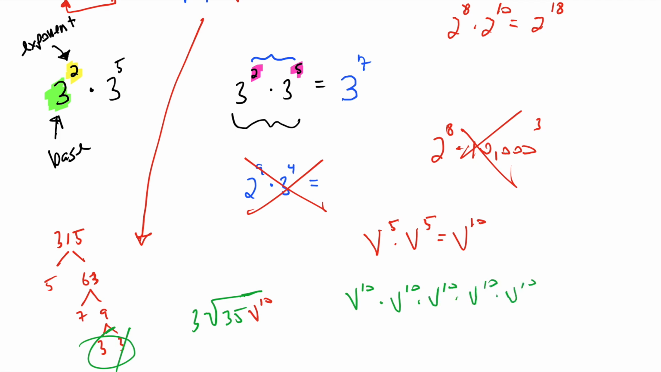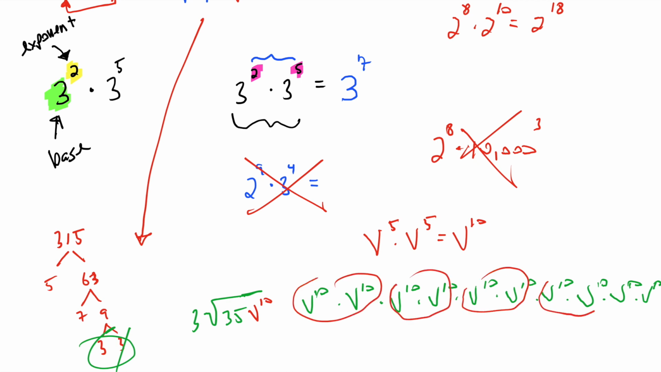V to 10, V to 10, V to 10. 10 times, right? V10. I'm running out of room. 1, 2, 3, 4, 5, 6, 7, 8, 9. Alright. Circle your pairs. One comes out. Boom, boom, boom, boom, boom. So how many V's come out?